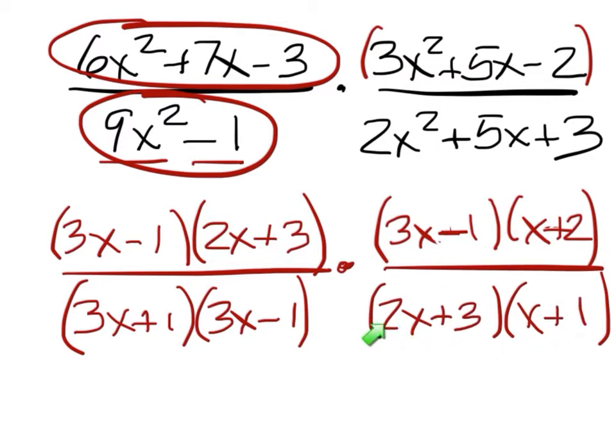This gives me 2x, and this is 3x. Add them together to get 5x. So it does work out. What cancels out in this expression? 2x plus 3, 2x plus 3. Those cancel out. 3x minus 1, so we can cancel out either of them. We'll just do this one. And that's it.